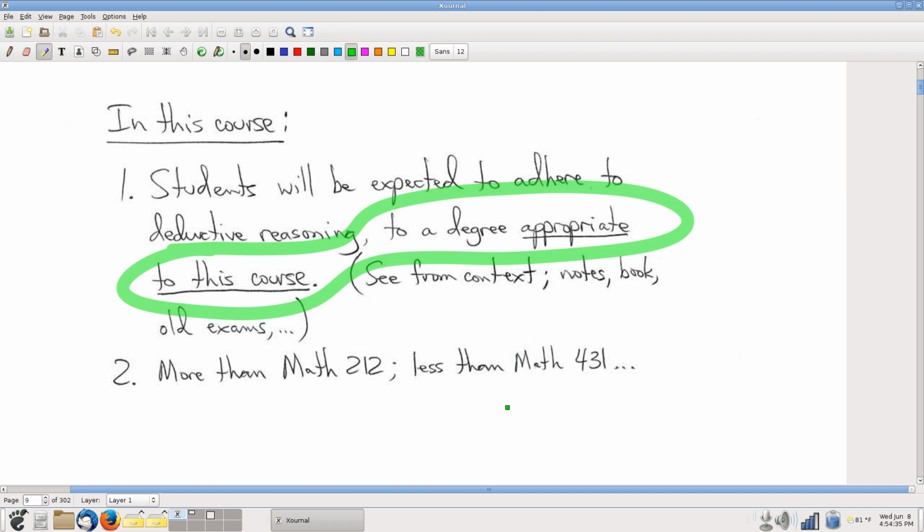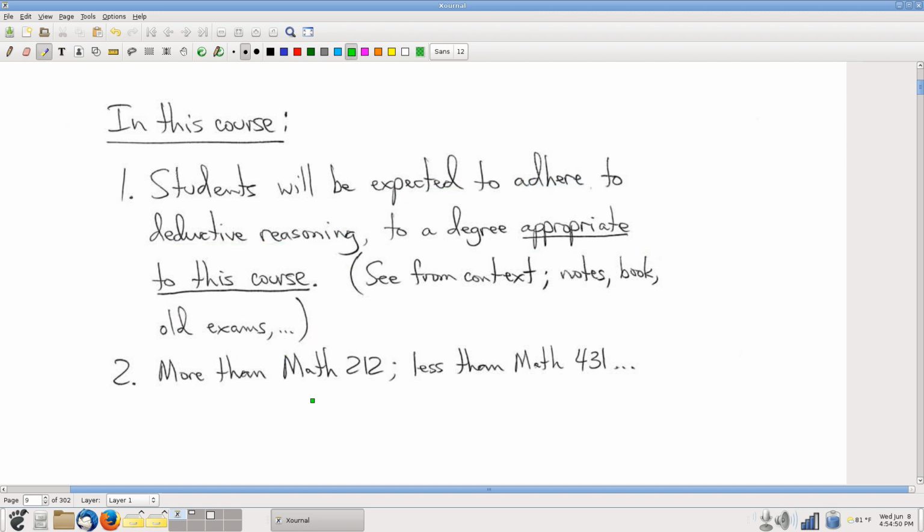On the other hand, it will expect more than in Math 212. There's definitely more rigor and more proof and more abstraction in this course than in Math 212. Exactly how much of a degree we have to communicate with context. So you'll see examples in the lecture notes, in the book, looking at my old exams. These will all be examples of the kind of level of rigor that we'll expect in this course.